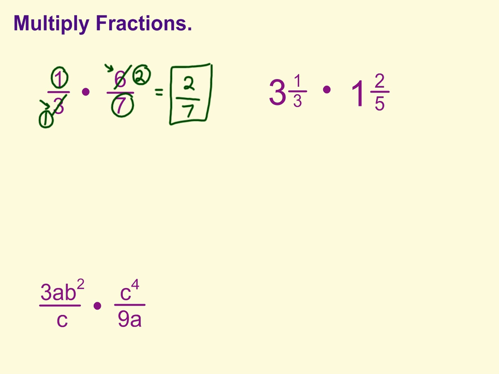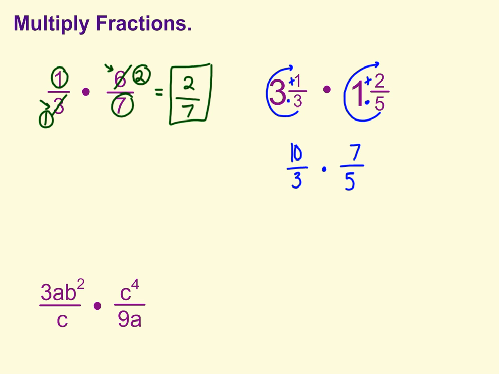Alright, anytime that we have mixed numbers, we want to go ahead and take those out of mixed numbers. Get them into improper fractions. So remember, start with the denominator. Take 3 times 3. We're working our way around this way. So 3 times 3 is 9, plus 1 is 10. So we have 10 over 3. Bring down your multiplication symbol. We're going to do the same thing over here, working around, starting with the 5. 5 times 1 is 5, plus 2 is 7. So we have 7 over 5.